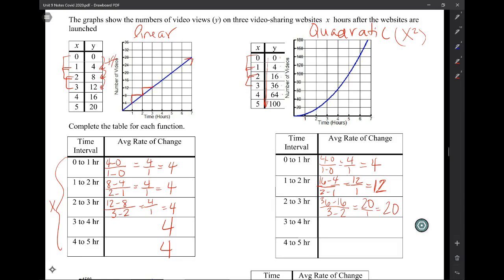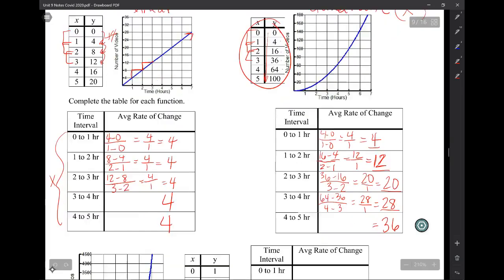Let's do one more. My average rate of change from 3 to 4, so 64 minus 36 over 4 minus 3. I'm just getting these numbers from the table of values up above. That's all I'm doing. And what I notice is 4, 12, 20, 28. By noticing the pattern that's happening here, the next one would come out to be 36. So that average rate of change was not constant. It is increasing by adding 8.